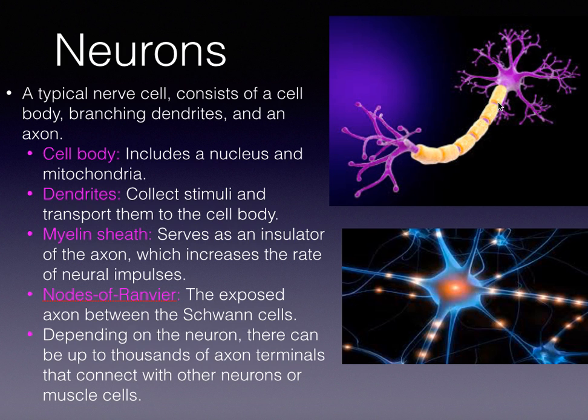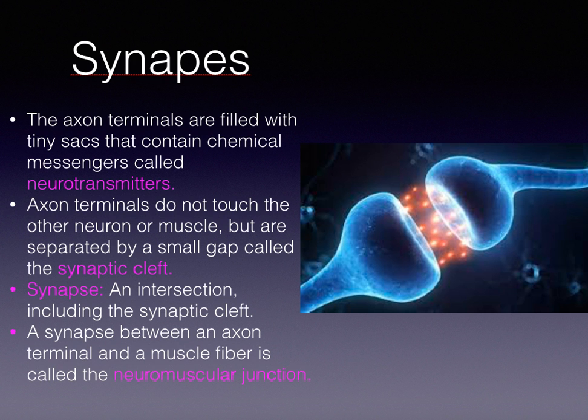Depending on the neuron, there can be up to thousands of axon terminals that connect with other neurons or muscle cells. So not all neurons are going to look the same. We're going to have different neurons for different functions. Form follows function. So, the synapse. The axon terminals are filled with tiny sacs that contain chemical messengers called neurotransmitters. And as we learned in our last section, the neurotransmitter that signals to our muscle fibers is acetylcholine. That's an example of a neurotransmitter.